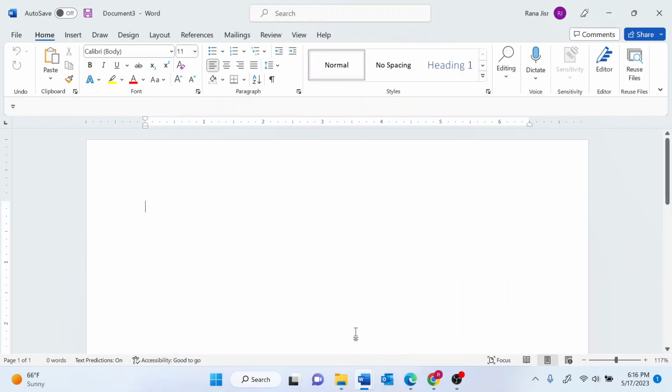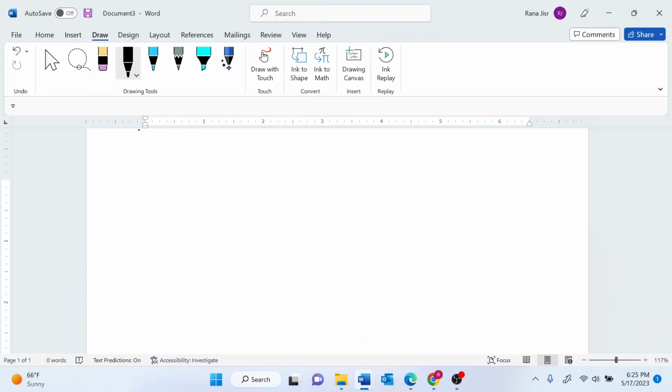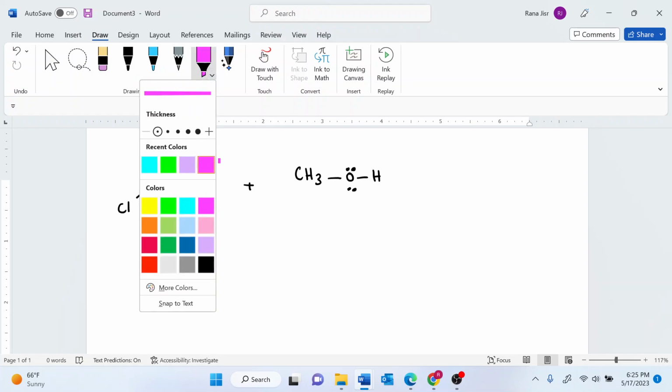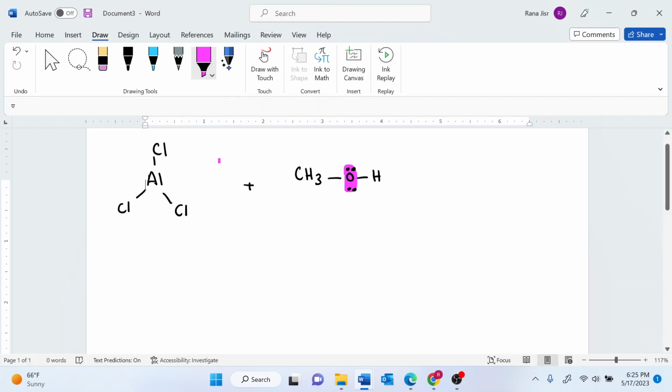Let's have a couple of examples in there. The following example: aluminum chloride reacted with methanol. Whenever you have an organic reaction, you have to locate your nucleophile, which is the source of electrons, and this is going to be the source of electrons here, and your electron deficient site, which is the electrophile. And the aluminum is the electron deficient site, which is the electrophile. So the aluminum is the E plus, and the oxygen is our nucleophile.